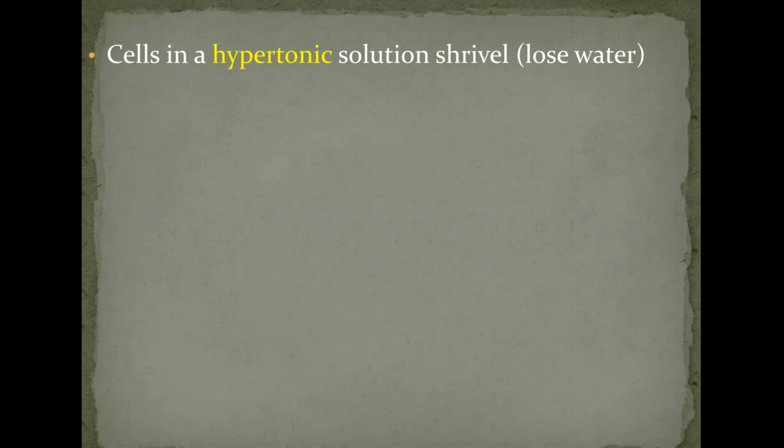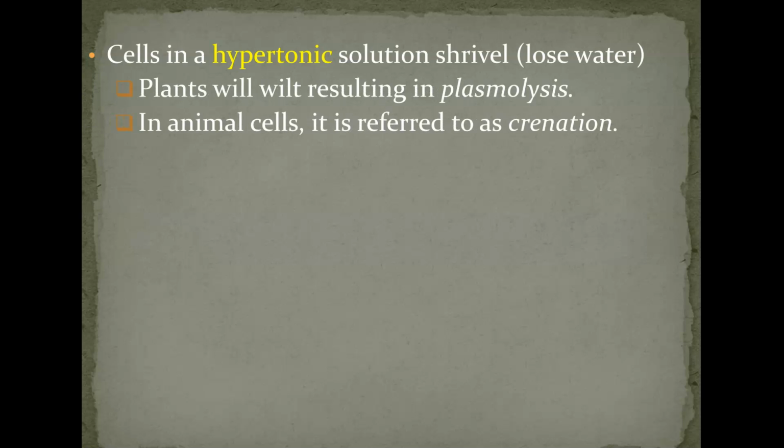There are three cases that this can be. The solution can be hypertonic, which causes the cell to shrivel. In plants, this is going to be called plasmolysis. In animal cells, we're going to call this crenation.